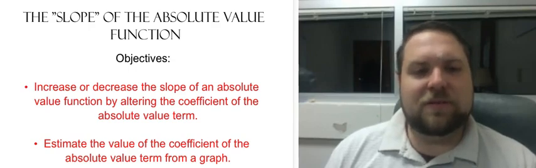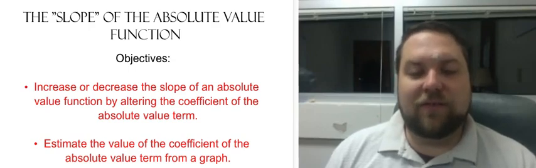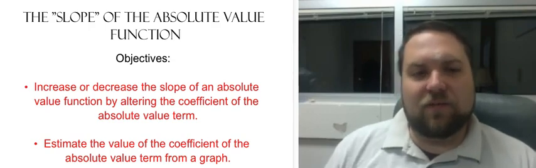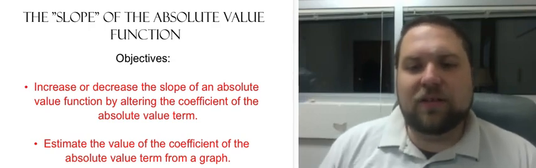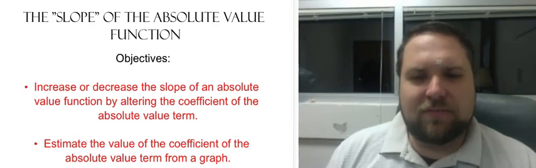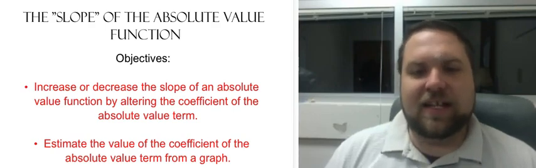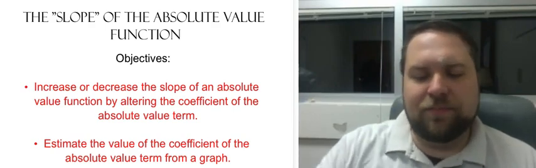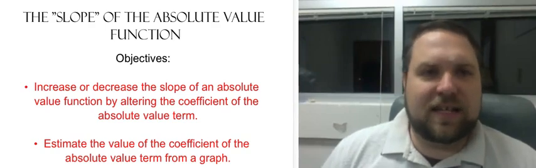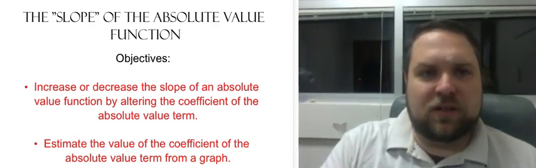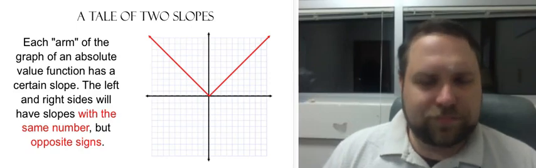And then what we're going to do is figure out how we can just look at a graph and get a rough estimate of what the coefficient is just by looking. That way, even without calculations, we can get a gut instinct for what that should be. So let's talk for just a second about the slope of the absolute value function.